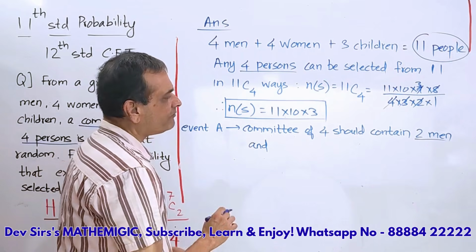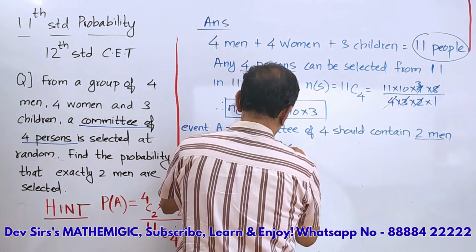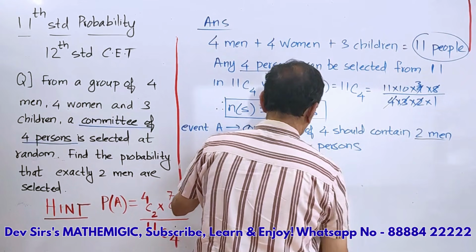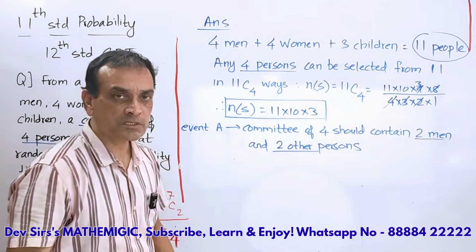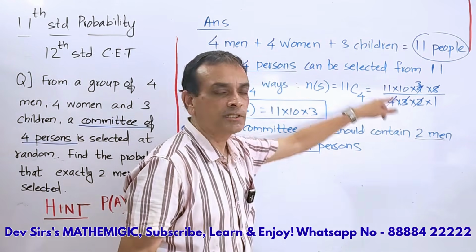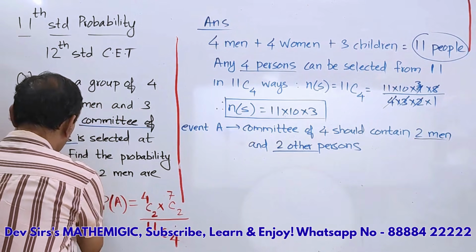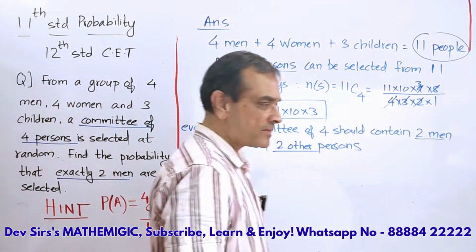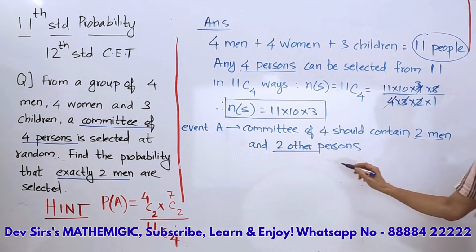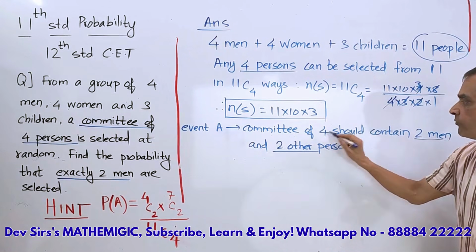So I'll just write: a committee of 4 should contain 2 men and 2 other persons. Two other persons means they should not be in the category of men. Any 2 persons from women and children will do, because the word is exactly 2 men. So we'll say this fast: a committee of 4 should contain 2 men and 2 other persons. So 2 plus 2 gives you 4.